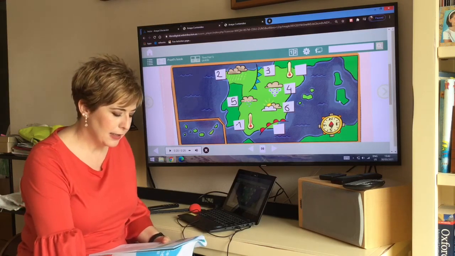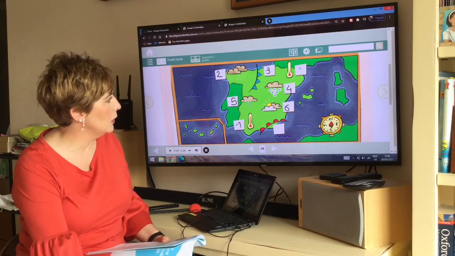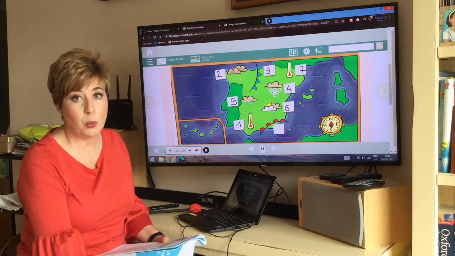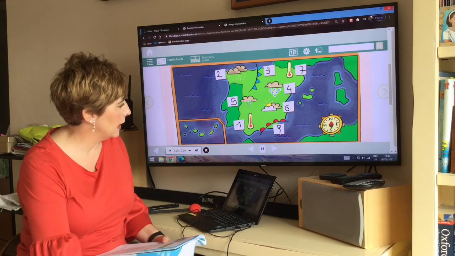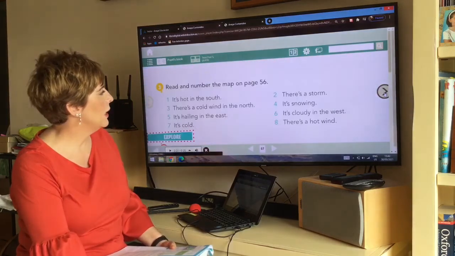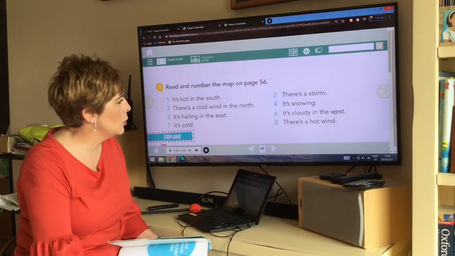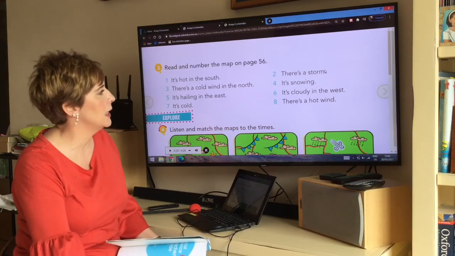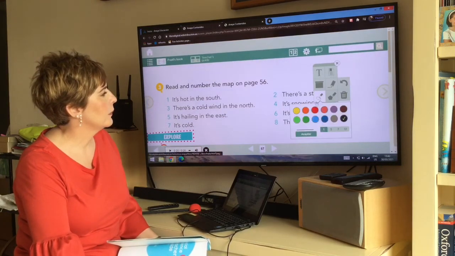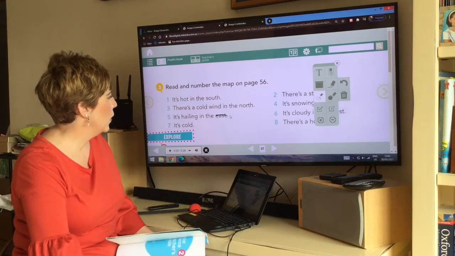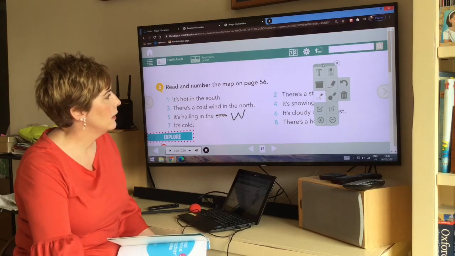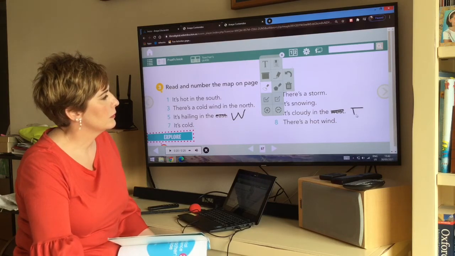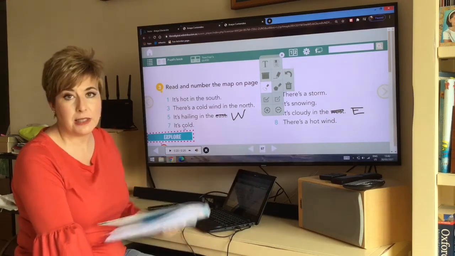6 and 7. It's cold. 7. Look, the thermometer is down. And there is a hot wind. Number 8 is the last one. Okay? So let's change this. There's a mistake here. Here would be west and here would be east. Let's change it. In the west and here in the east. And now we have it ready. It's page 57.